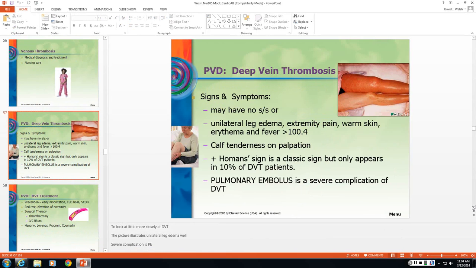Now, some signs and symptoms, like we said, they may have no signs and symptoms, or they could have leg edema, unilateral leg edema, extremity pain, warm skin, erythema, and sometimes a fever greater than 100.4. Usually have calf tenderness on palpation. Positive Homan sign is usually a classic sign, but it only appears in about 10% of DVT patients. Pulmonary embolus is a severe complication of DVTs. Okay, so remember that.